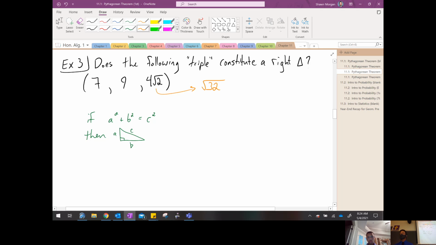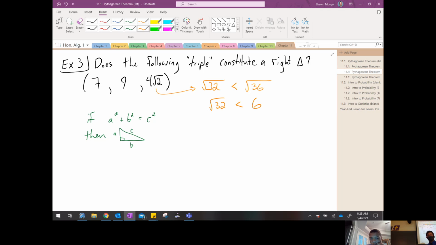Now, the square root of 32 is less than what? I was just going to go up to 36. And what's the square root of 36? So the square root of 32 is less than 6. So 4 square root of 2 is not the biggest side, even though it's listed last. Don't fall for that trick.